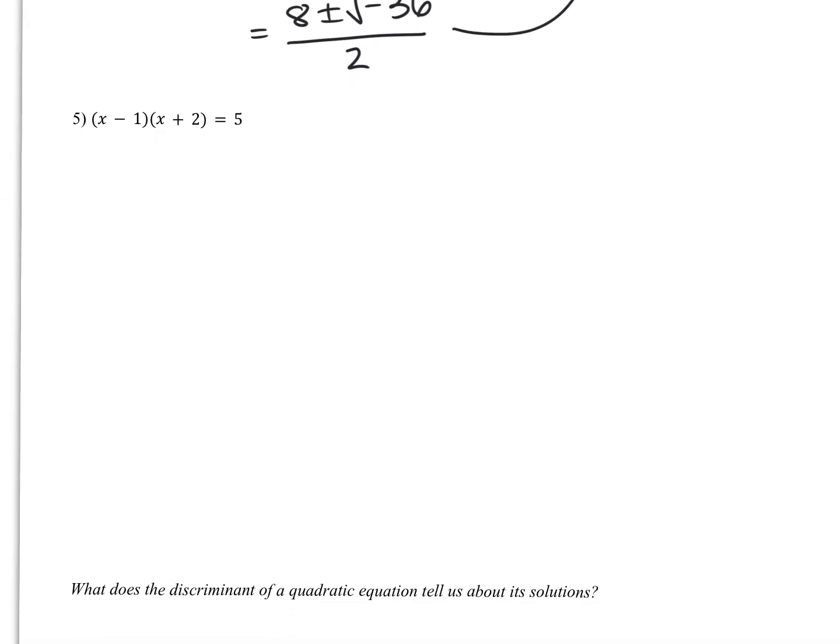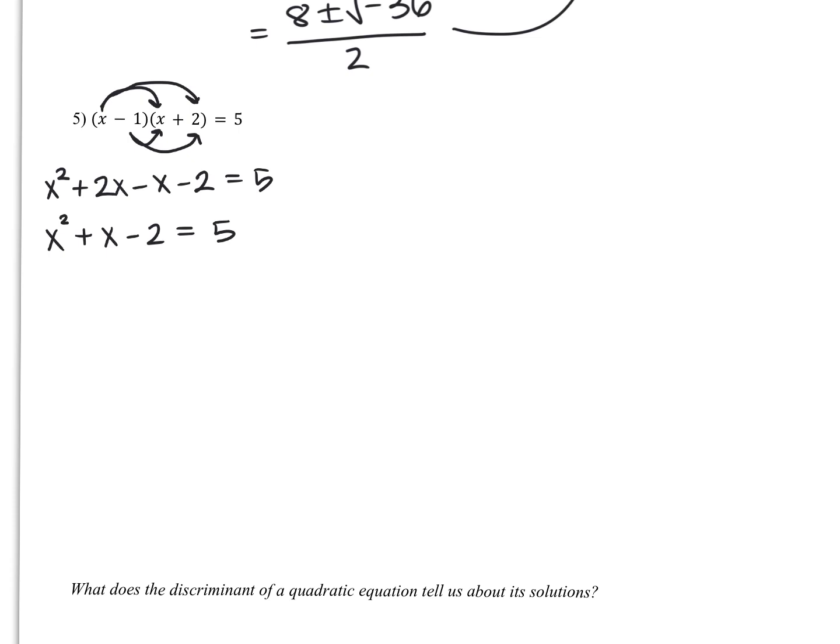Last example. So this last example is a very rare type of example I'm going to see. So the left side is factored, and instead of being equal to 0, I'm equal to a number. So my first step is going to be to distribute into the parentheses. So x times x is x squared, x times 2 is 2x, negative 1 times x is negative x, and negative 1 times 2 is negative 2, and then equals 5. I'm going to combine like terms, so I get x squared plus x minus 2 equals 5.